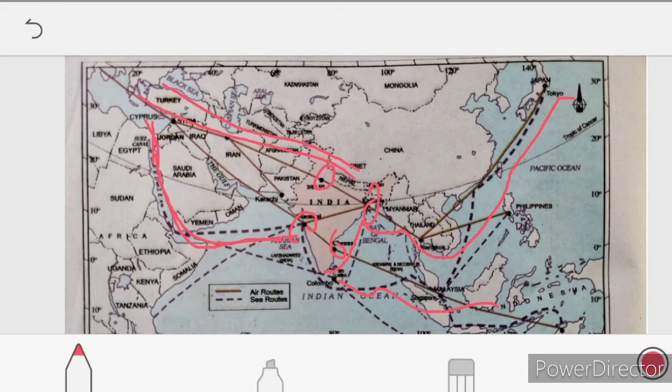The main stoppages of airways from India to other countries are Japan, Thailand, Australia, Malaysia, Pakistan, Iran and Syria, and on the waterways also Tanzania, Malaysia, Russia, sorry, China, and Japan also.